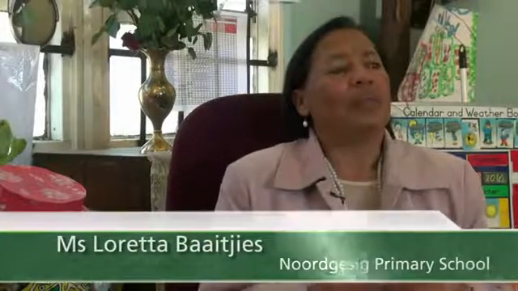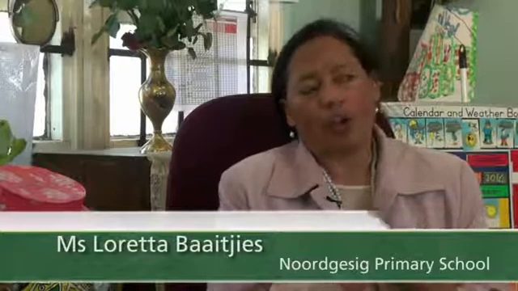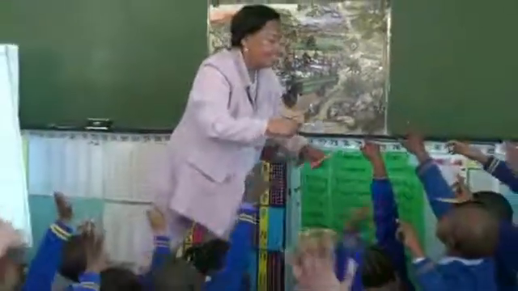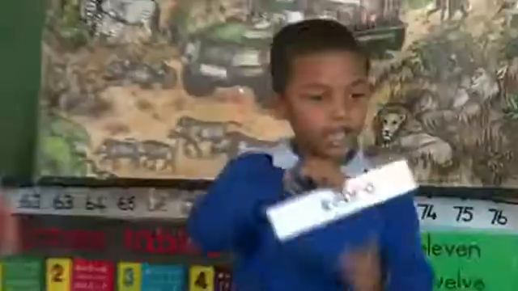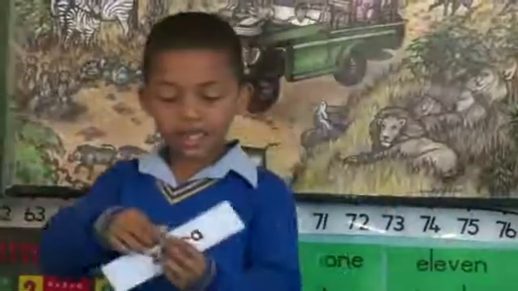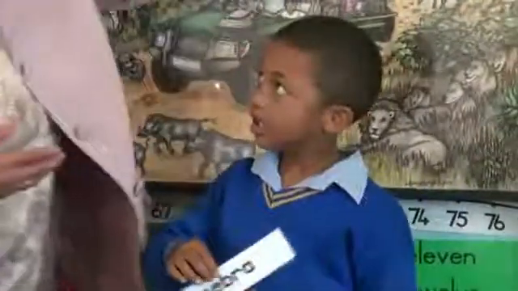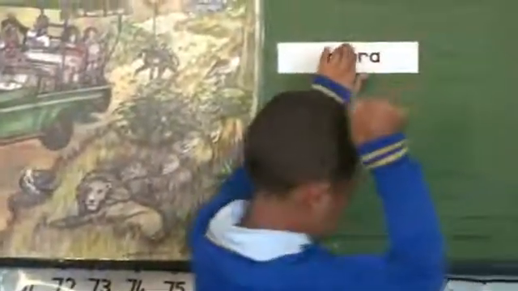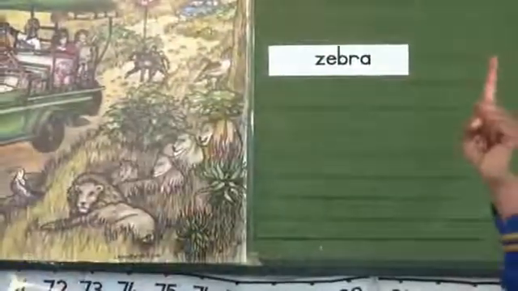I also asked the children to name all the animals and other interesting things on the poster, whereby most of them got flashcards that they had to come and paste onto the board next to the poster. But before they pasted it, they had to say something about the word that they had.